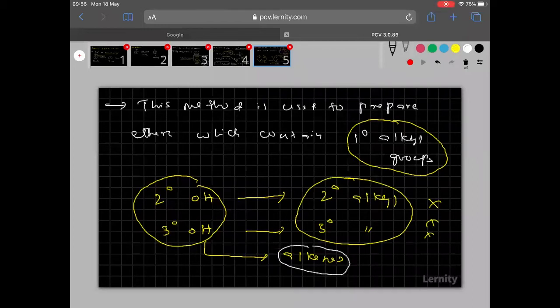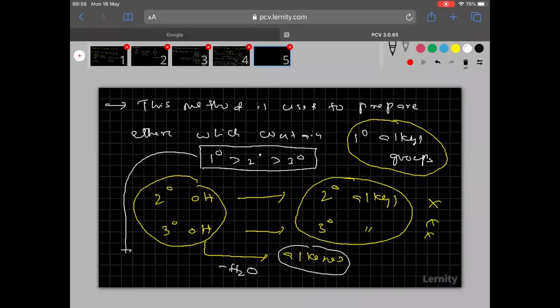So in this mechanism, what is the order of reactivity? It is primary greater than secondary greater than tertiary. Which mechanism? SN2 mechanism, so this is the order of reactivity. I think you are able to understand this process. So you cannot prepare ethers containing secondary alkyl groups or tertiary alkyl groups by this method.